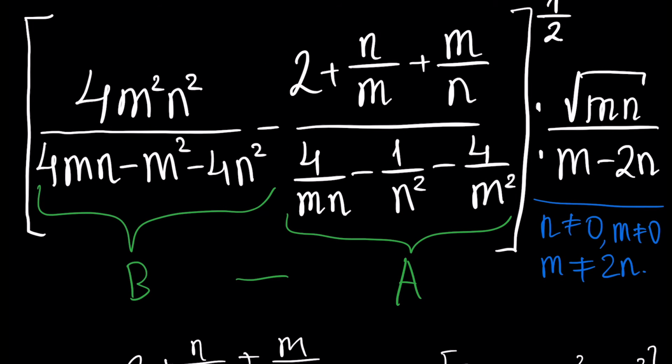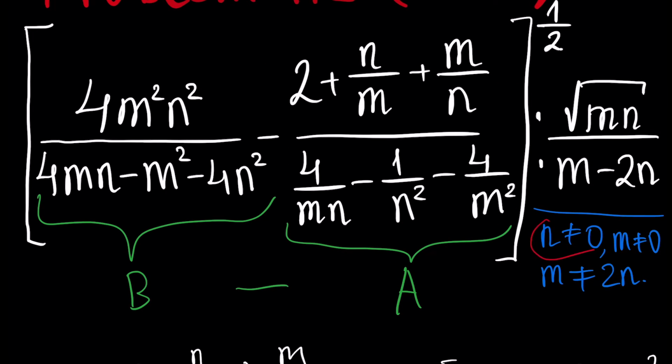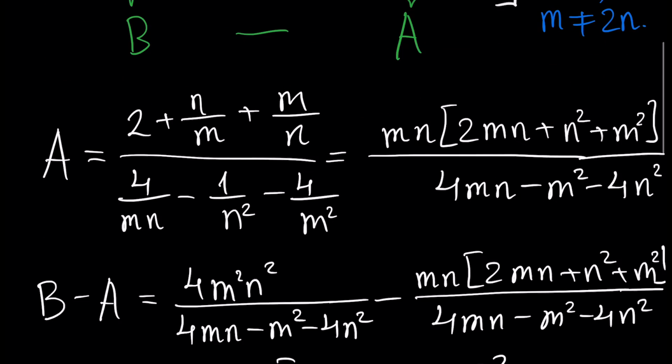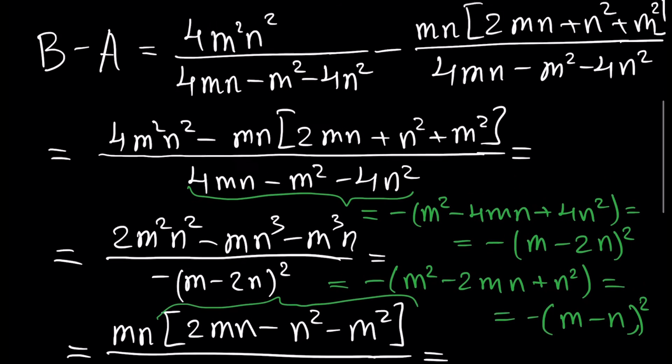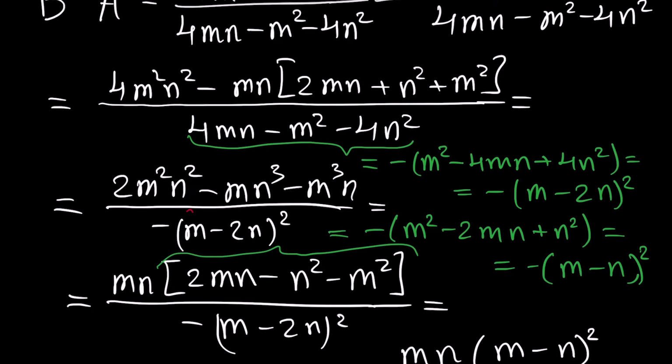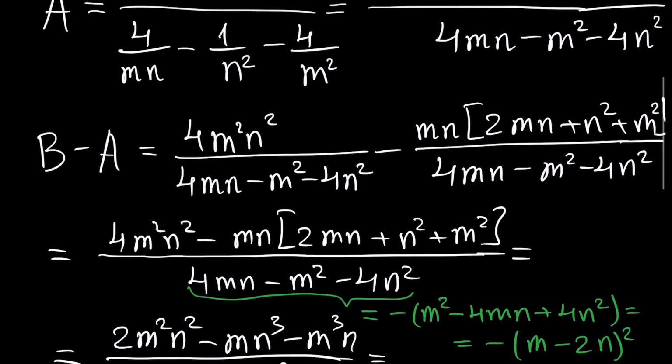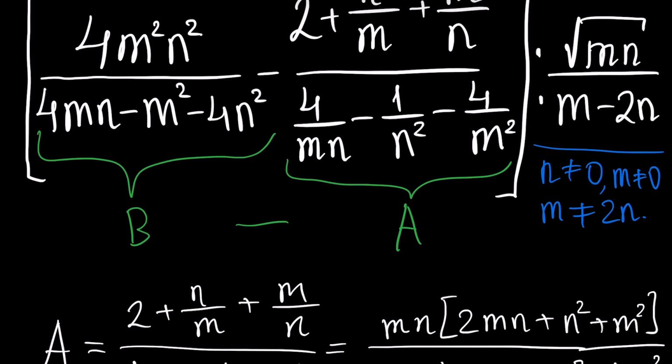Here, first of all, we have to notice that in our problem, n must not be equal to 0 because of this element. m also must not be equal to 0. And also, m must not be equal to 2n because, for example, when we were solving our problem, we had this term in the denominator. That's why when m is equal to 2n, we have a division by 0. That's why m must not be equal to 2n.